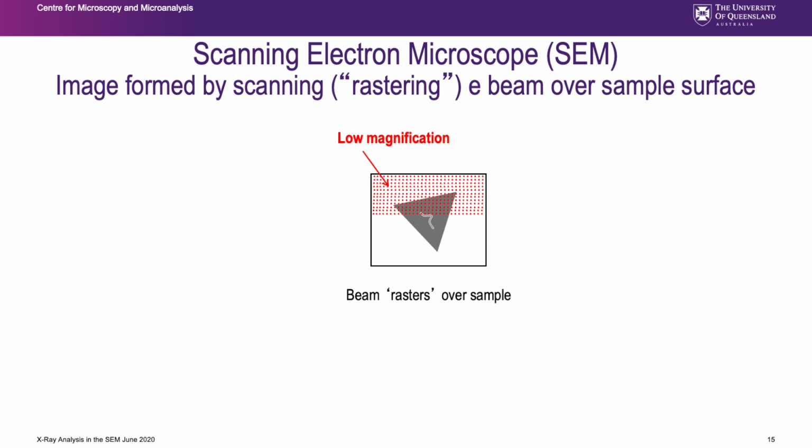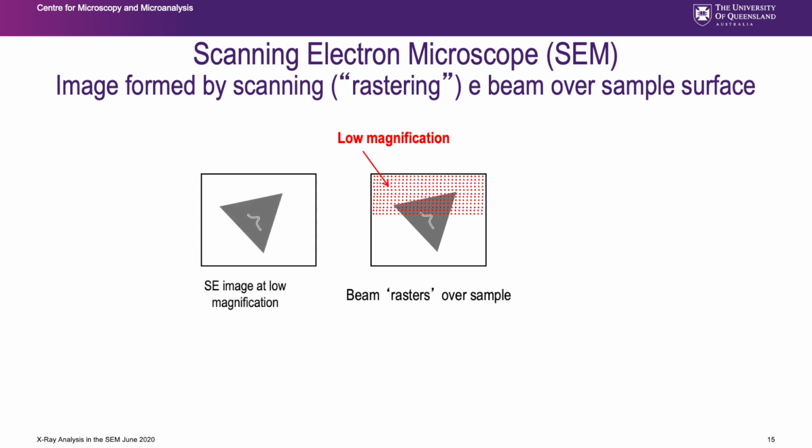The SEM forms an image by scanning or rastering the electron beam over the sample surface. In the middle, I've got my sample, and those red dots are where the beam places itself to produce an image. At each one of those pixels it will produce both secondary and backscatter electrons. Depending on which detector I'm using, I will form an image. On the left, that is my image. I basically put it together from the information I get from the raster.